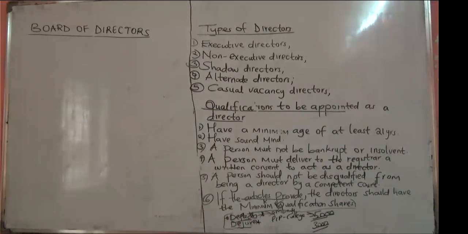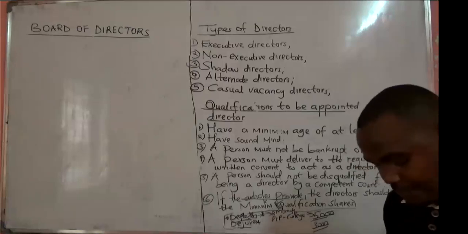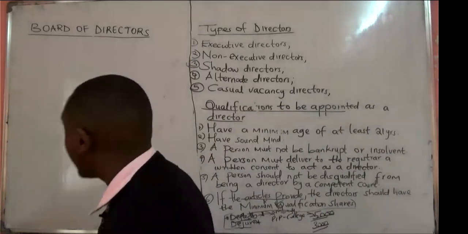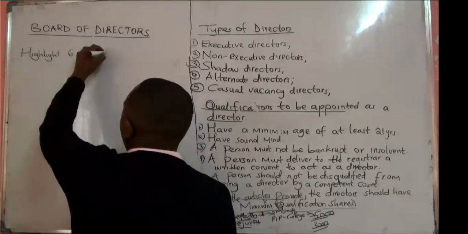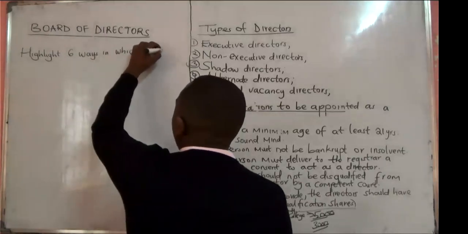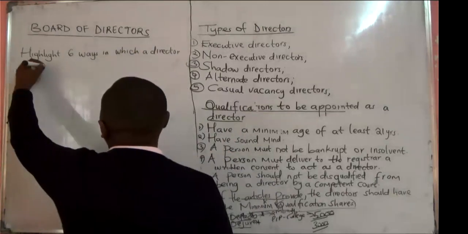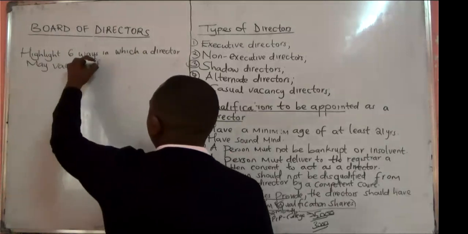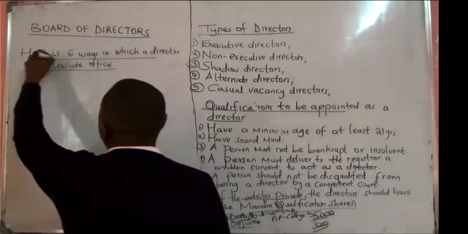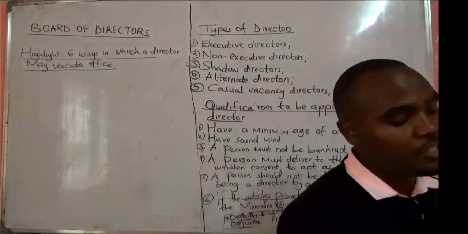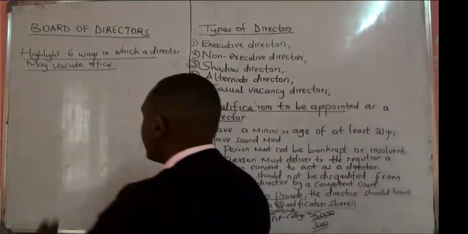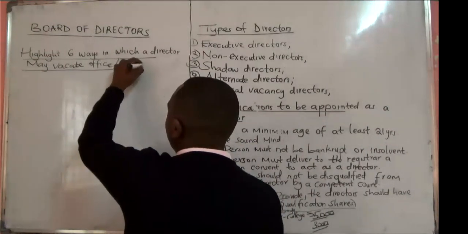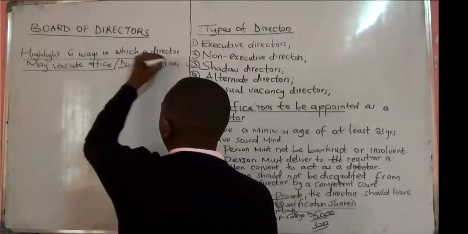In other words, the examiner is asking you six ways in which a director may vacate office. In other words, the examiner is asking, what are some of the disqualifications of a director? So this question can also be asked as the disqualifications of a director.